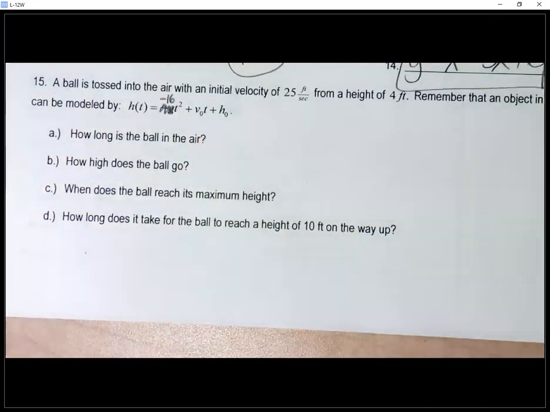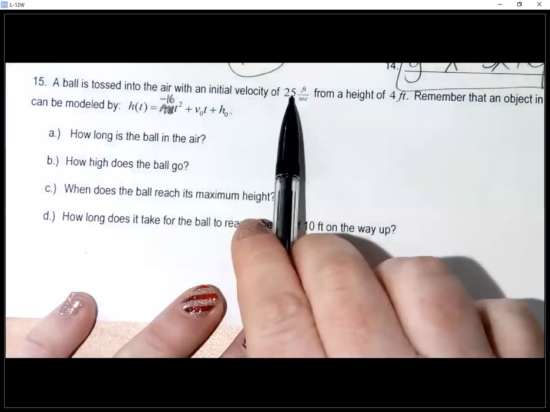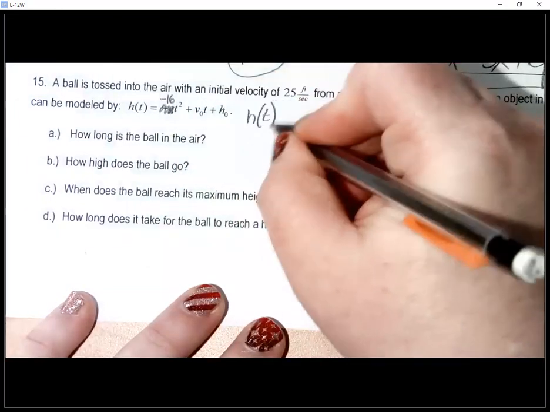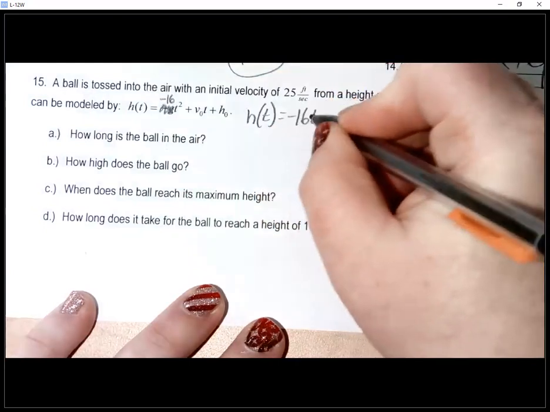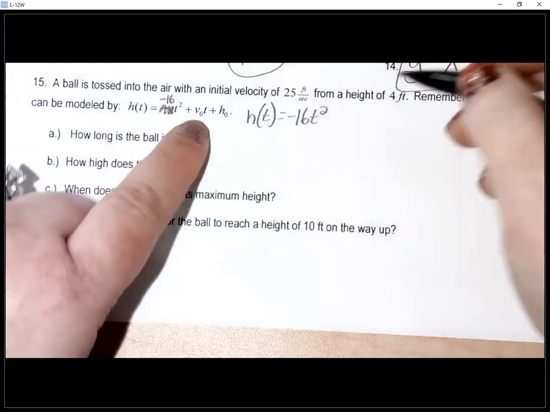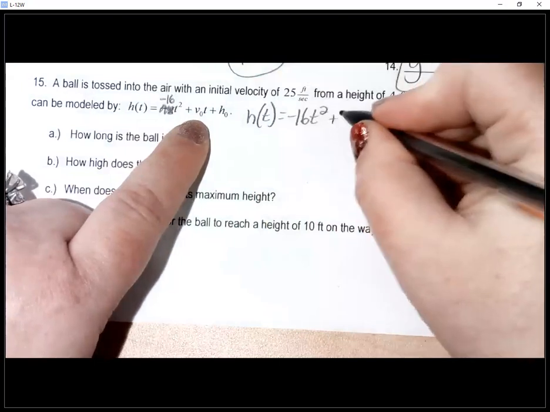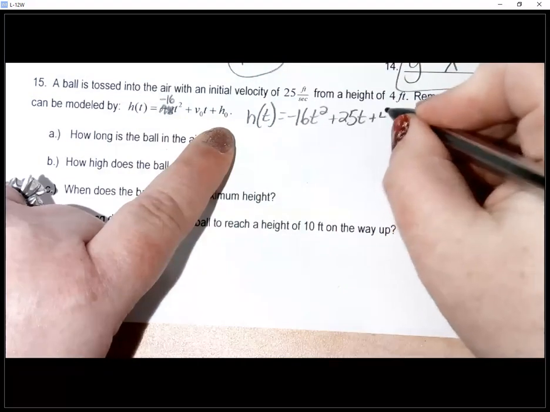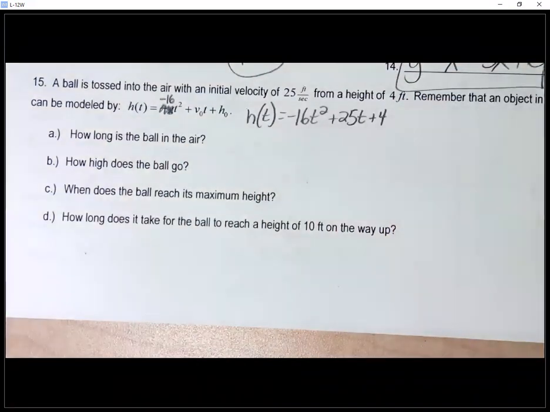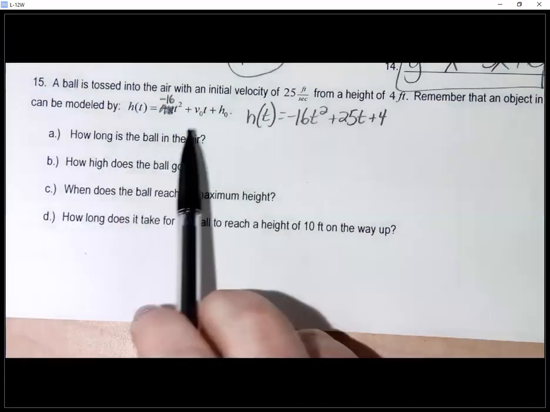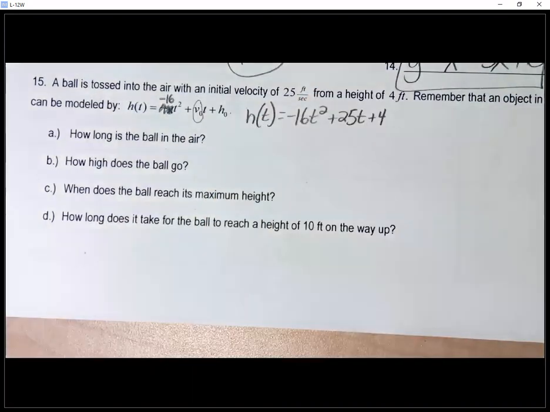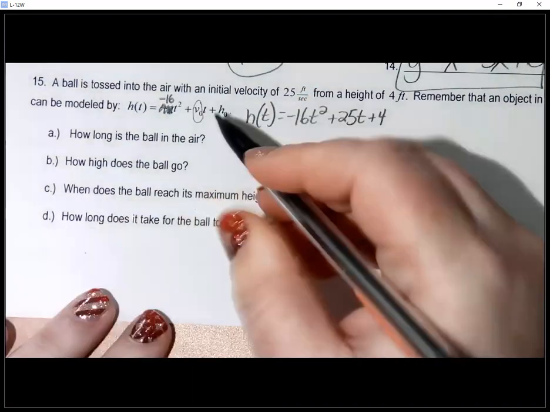But I can now plug in my initial velocity and the height. So my original equation should look like this: -16 t squared, that would be given to you, plus an initial velocity, wasn't that 25? And the starting height is 4. It says V sub 0 T. Yeah, so V sub 0 is your initial velocity, and then H sub 0 is your initial height.